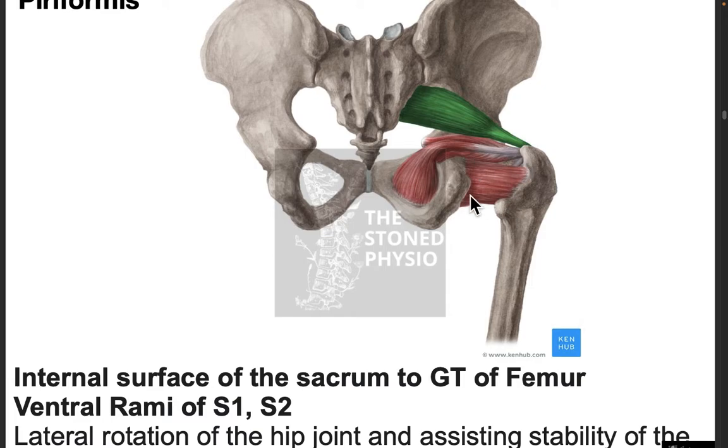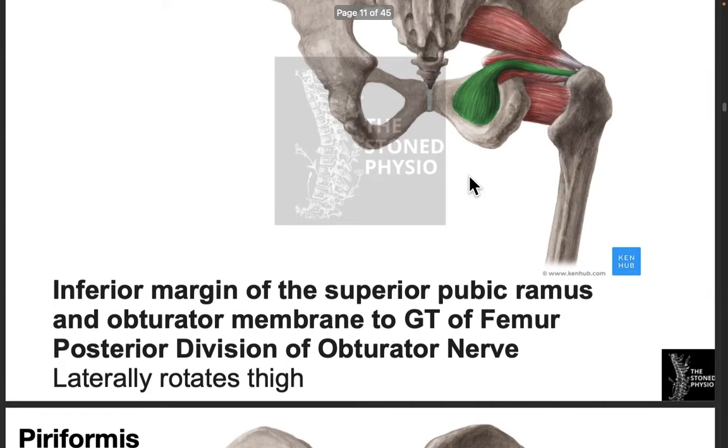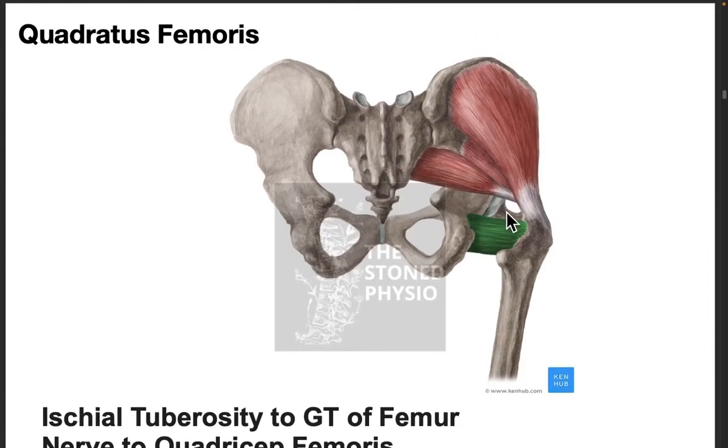This particular muscle, this thick band of muscle, is quadratus femoris. Again we will revise this muscle, but we can see that this particular muscle, this one here, is the quadratus femoris. Okay, so let's talk about these muscles again.